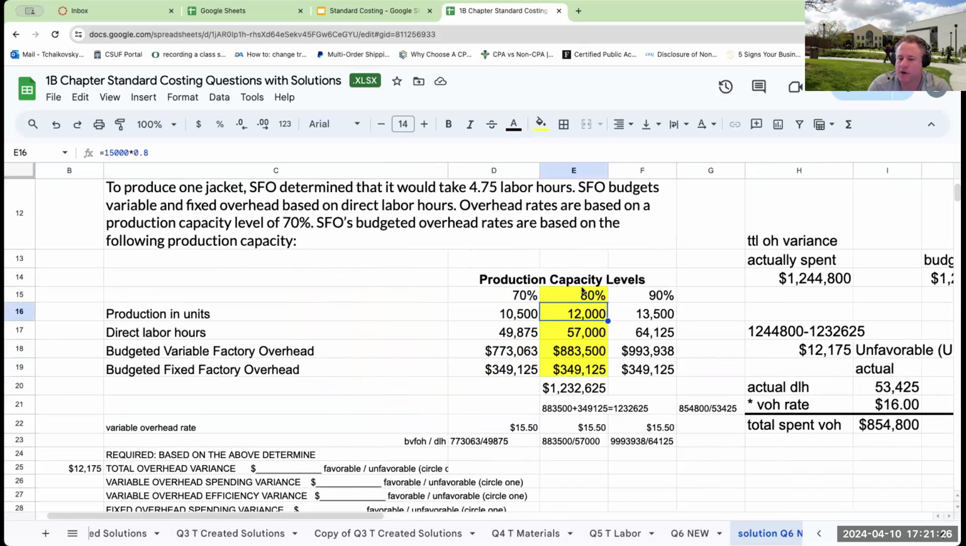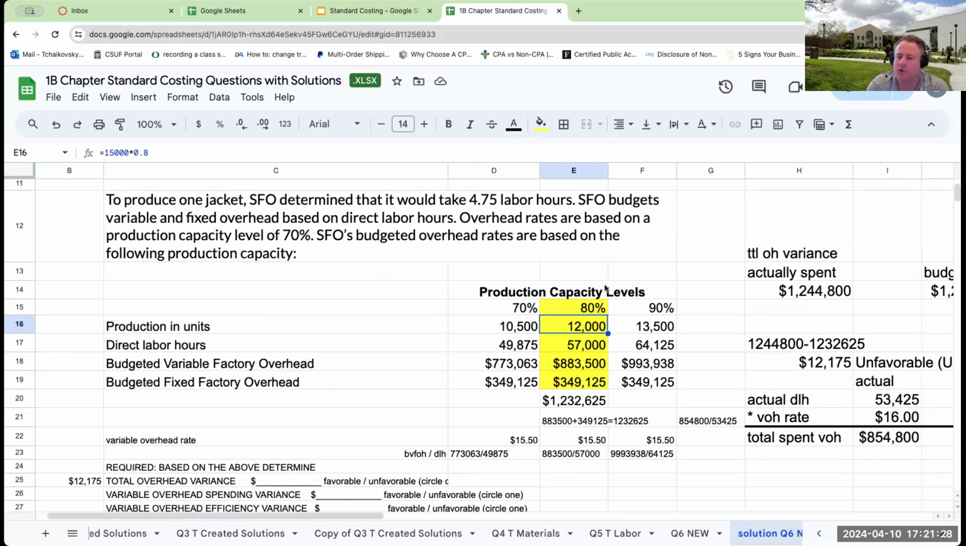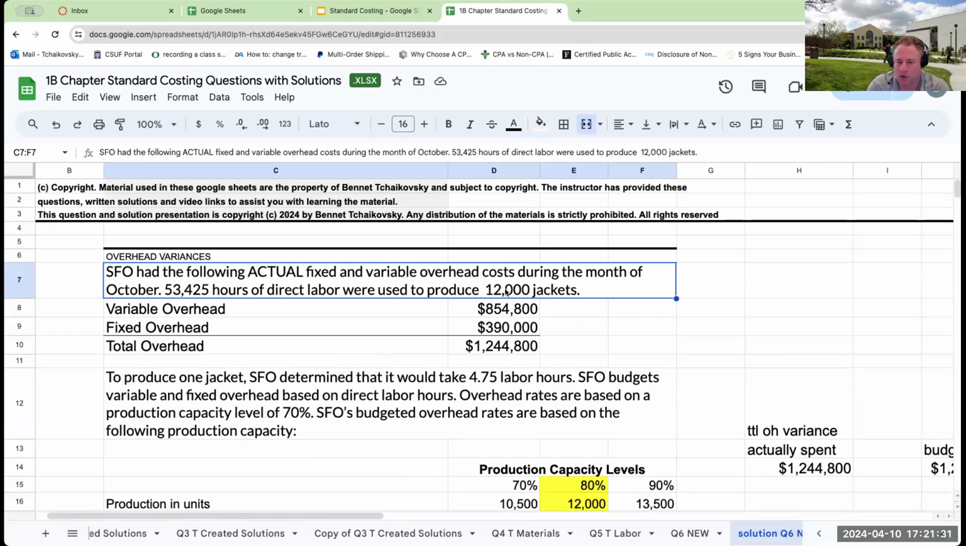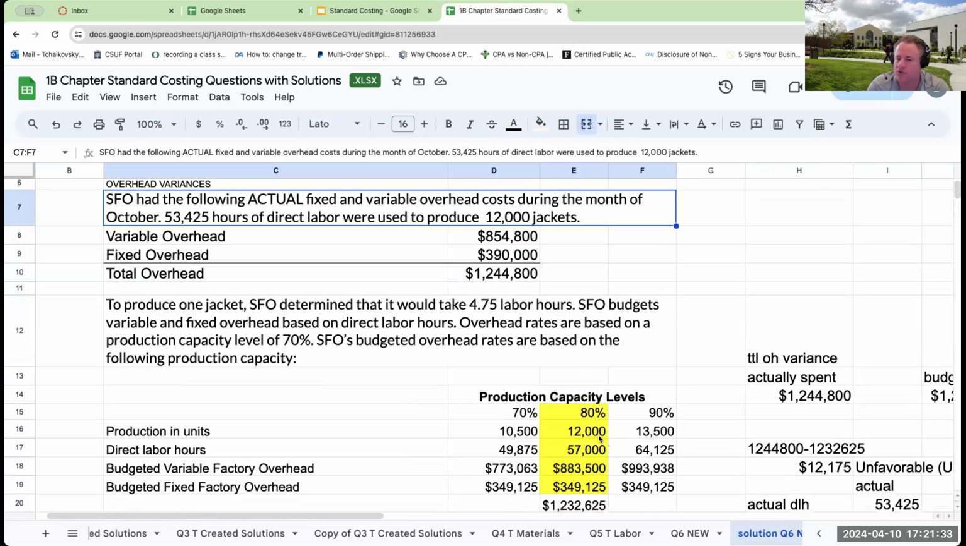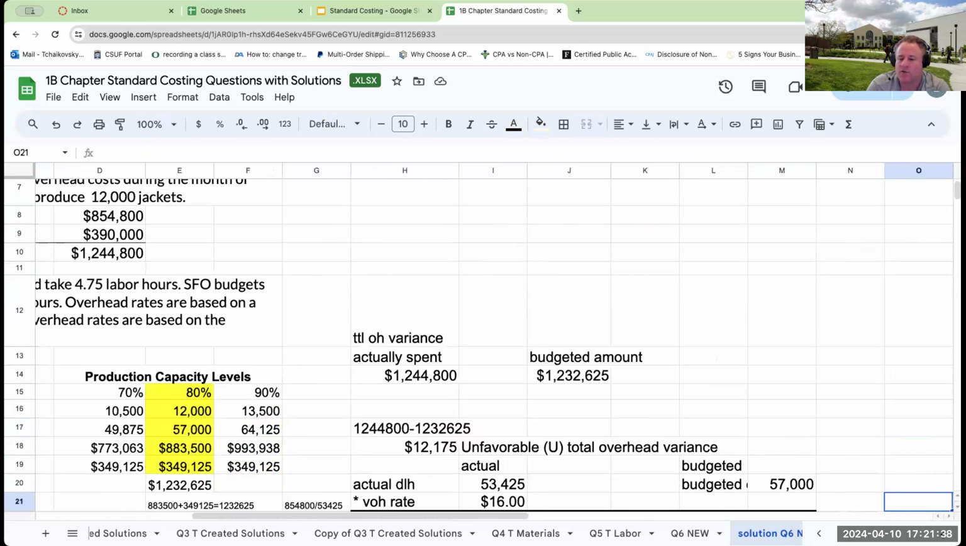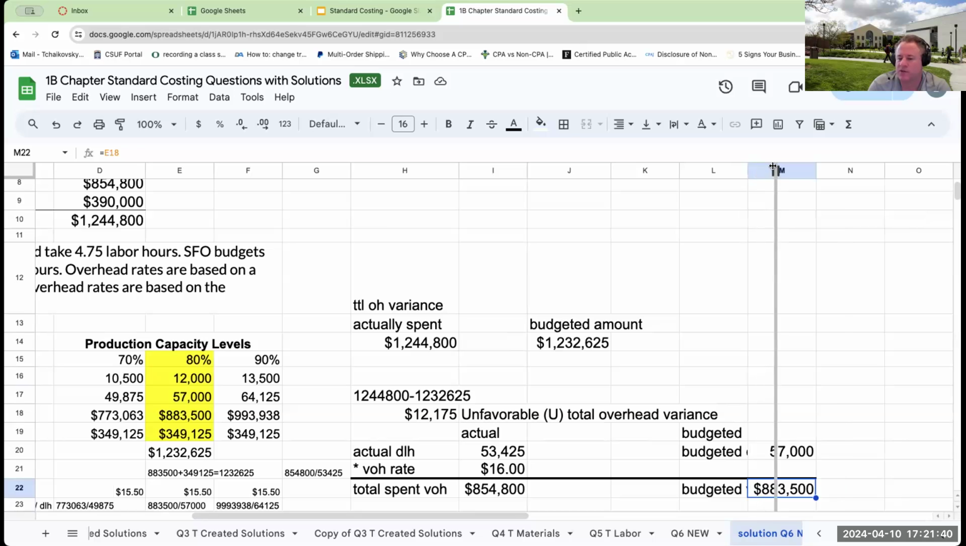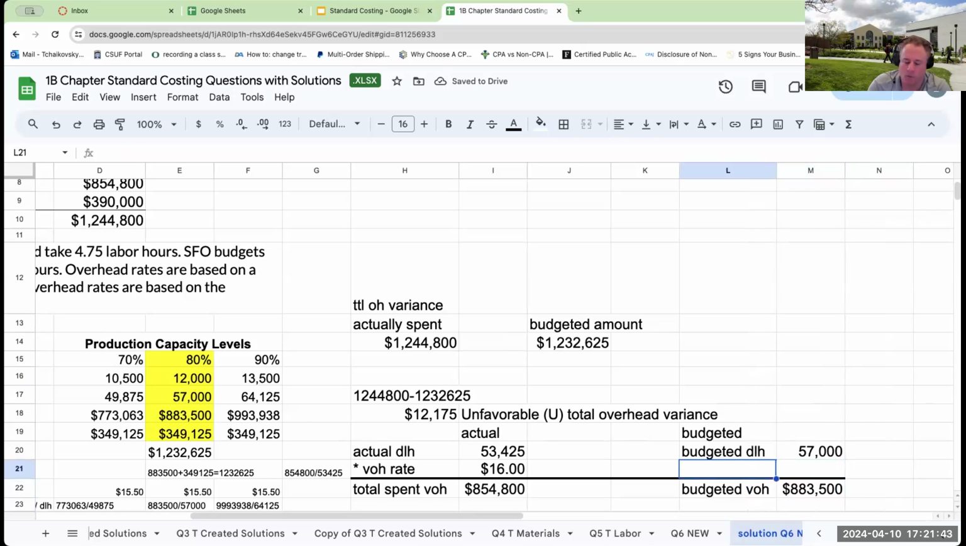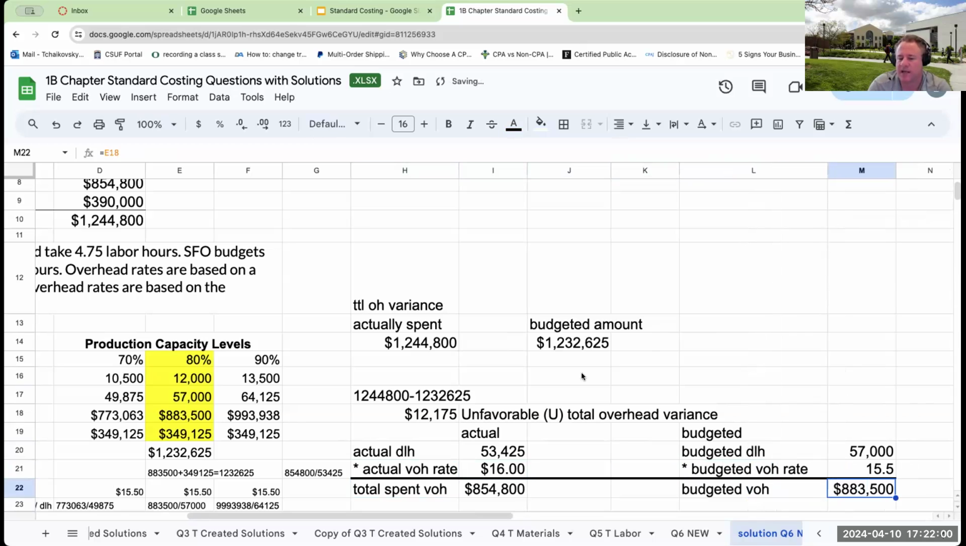Well, as we saw, we ended up at an 80% production capacity. I made 12,000 jackets. So I come over here to the chart. I should have used 57,000 hours. So similar to what we just did over here, I need to find my budgeted hours times the actual variable overhead rate. This is going to be times my budgeted variable overhead rate. My budgeted variable overhead rate is going to be 883,500 divided by 57,000, or 15.5.